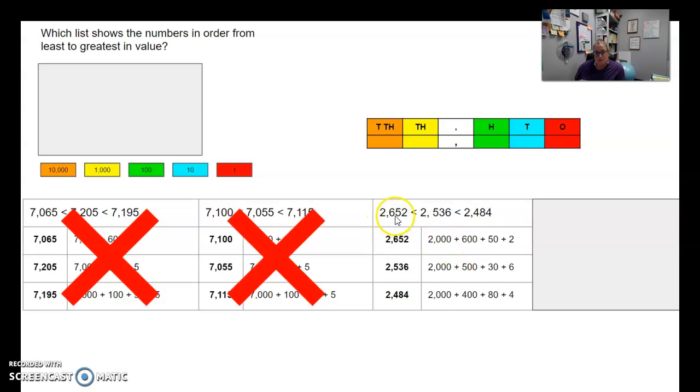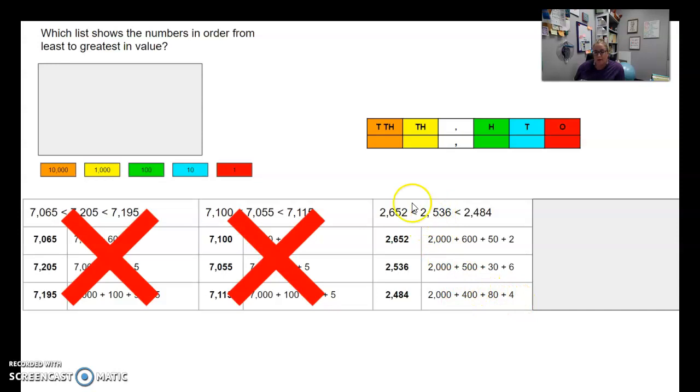This one says 2,652 is less than 2,536, which is less than 2,484. Again, I'm going to write my numbers in expanded form so I can see their value. So I have 2,652 is 2,000 plus 600 plus 50 plus 2. 2,536 is 2,000 plus 500 plus 30 plus 6. 2,484 is 2,000 plus 400 plus 80 plus 4.